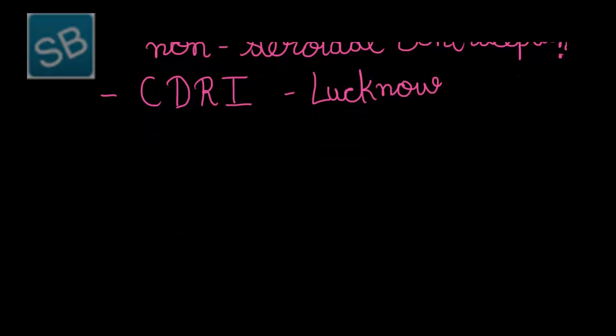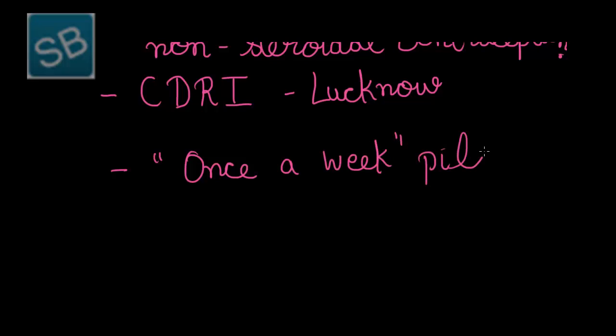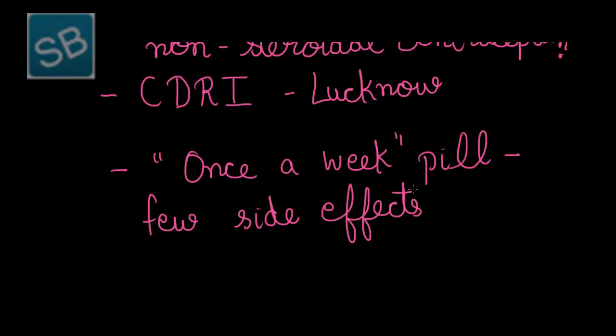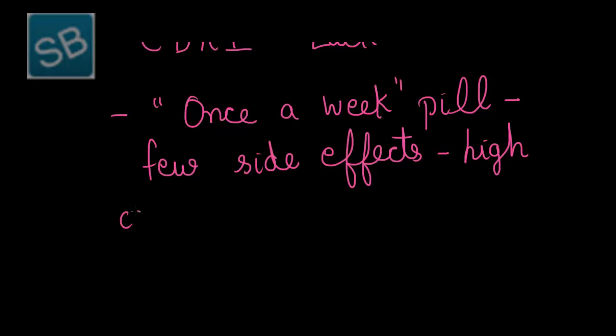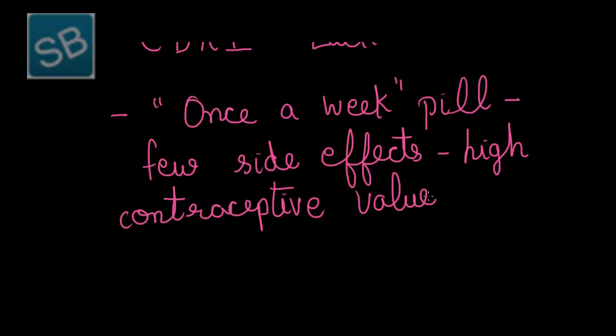This contraceptive occurs in the form of a pill and is taken once a week. It has few side effects, but is comparatively expensive compared to the other methods, and therefore it has high contraceptive value. Thus, this was all about the hormonal method.